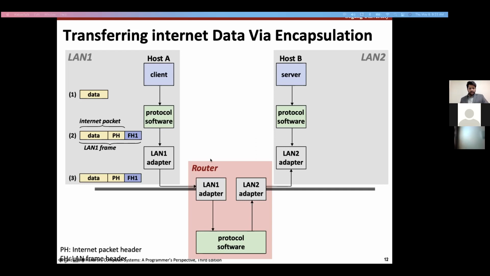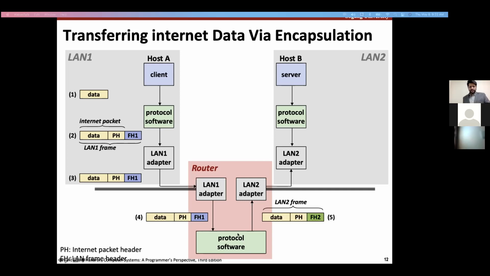On the third step, we see that the LAN 1 adapter copies the frame to the network, so it is copying the data onto the router. And in step four, when the frame reaches the router, the LAN 1 adapter reads it from the wire and passes it to the protocol software.